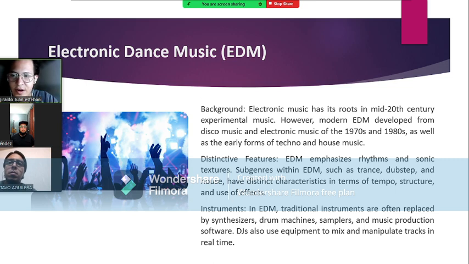And this genre has representative bands or artists, which include Avicii and others.